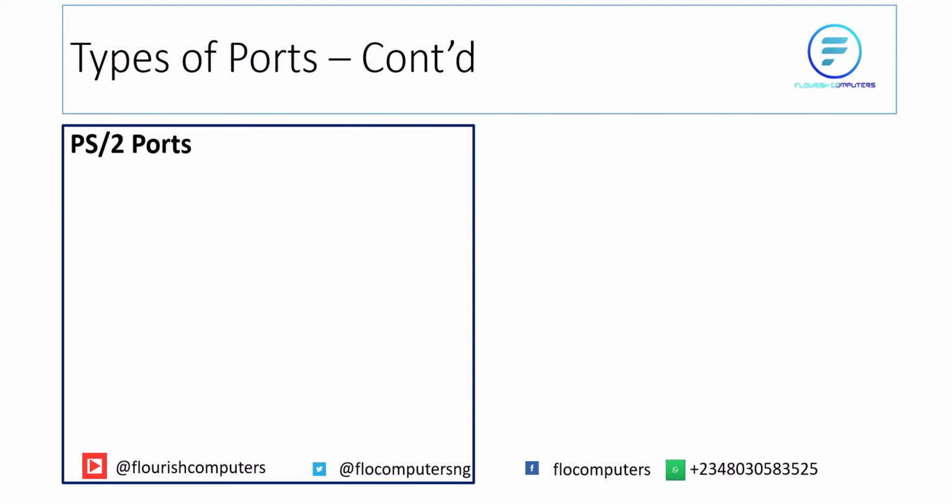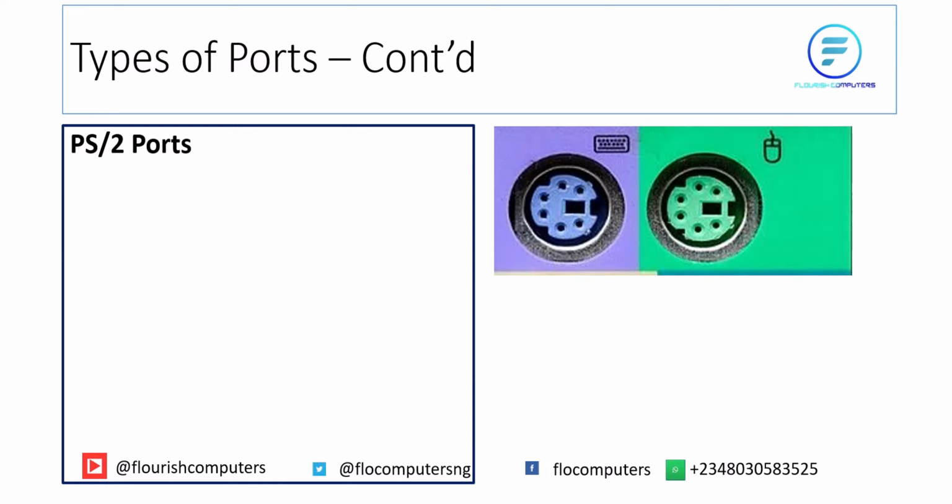Now let's look at another type of port. This is called the PS2 port. If you use a computer from the days of Windows 95 or 98, or you still have a computer like that, you check the back of your computer and you discover that this is what you have there. This is used to connect your mouse and keyboard. You can see the icon for the keyboard here, while this icon is for your mouse. In fact, I remember in those days when I was in the university, this was the only means of connecting mouse and keyboard to my desktop computer.